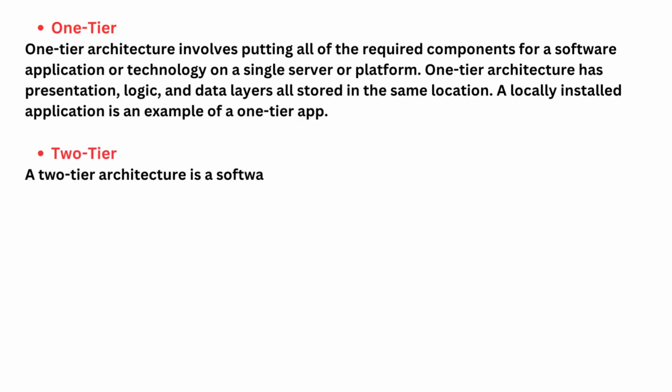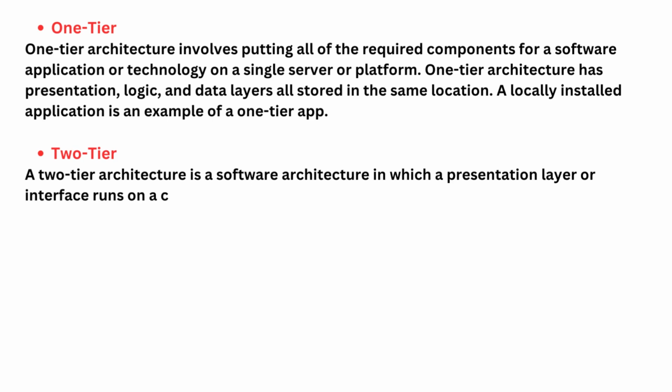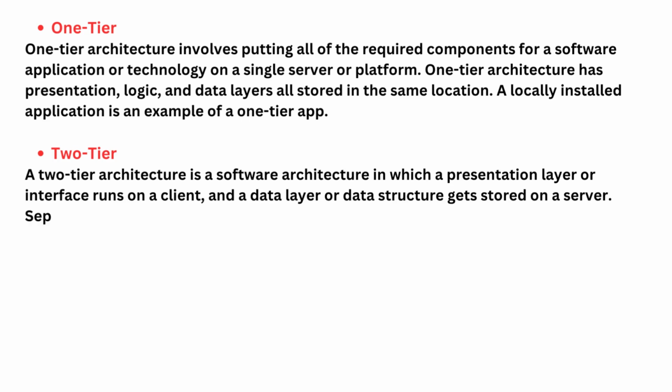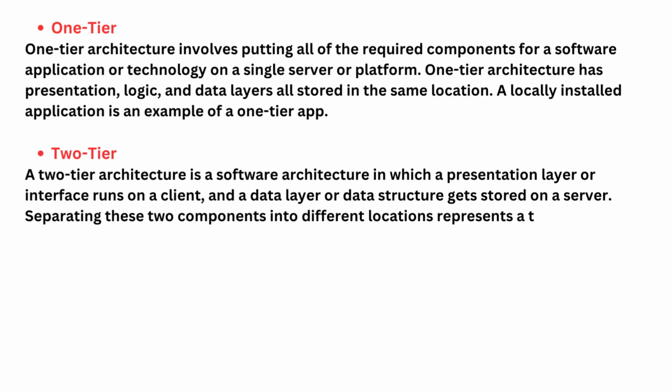2-tier. A 2-tier architecture is a software architecture in which a presentation layer or interface runs on a client, and a data layer or data structure gets stored on a server. Separating these two components into different locations represents a 2-tier architecture.